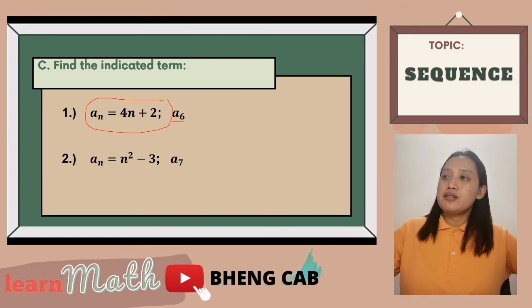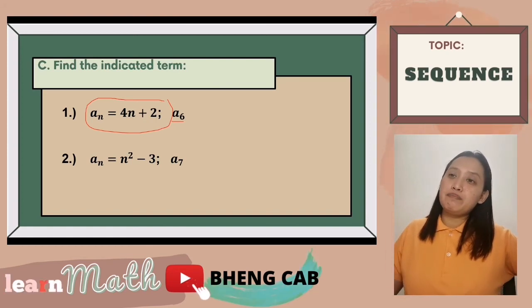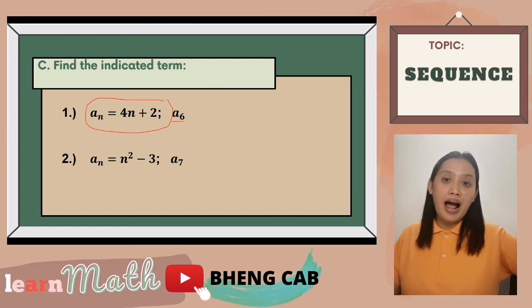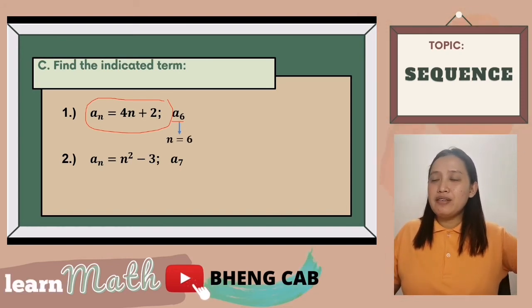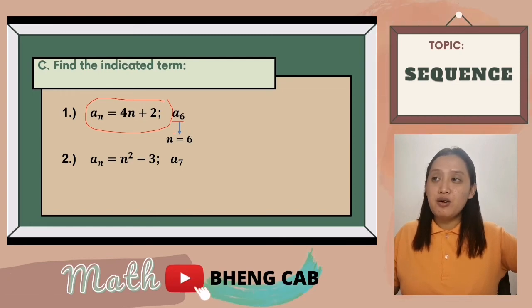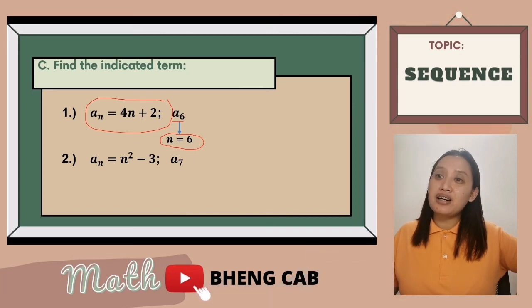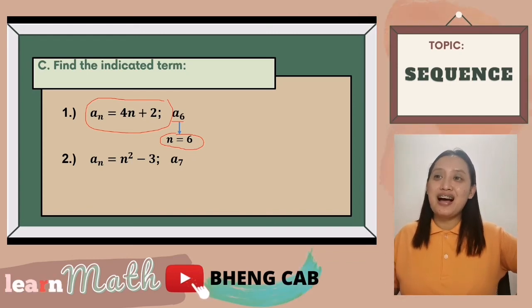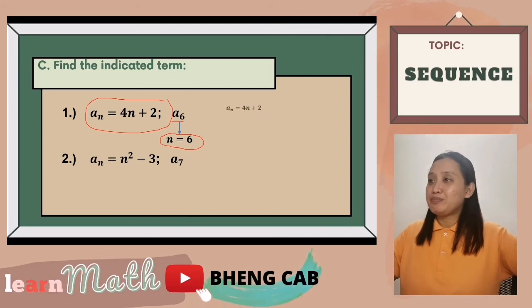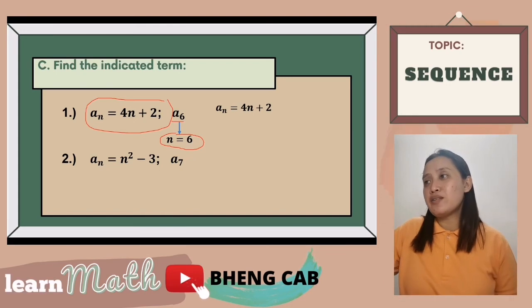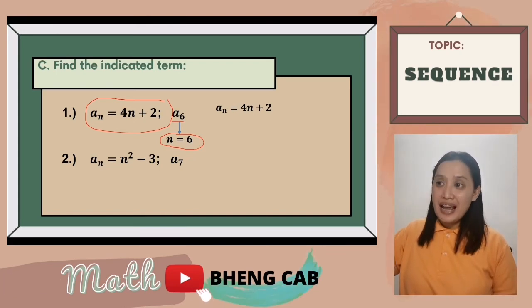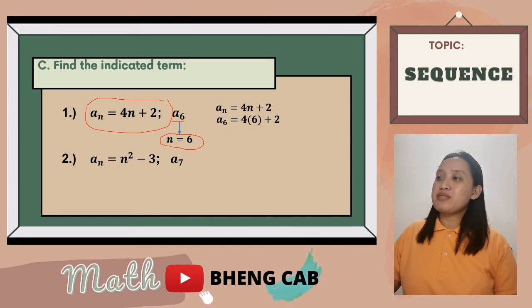So, let's try. Ang kailangan natin mahanap for number 1 ay a sub 6 o yung pang-anim na term. If we have here a sub 6, that means to say the value of our n here is 6, at yung 6 na to ay yung isa-substitute natin dito sa n ng ating general rule. So, ang general rule natin for example number 1 ay a sub n equals to 4n plus 2, where n equals to 6. So, a sub 6 now is equal to 4 times 6 plus 2.